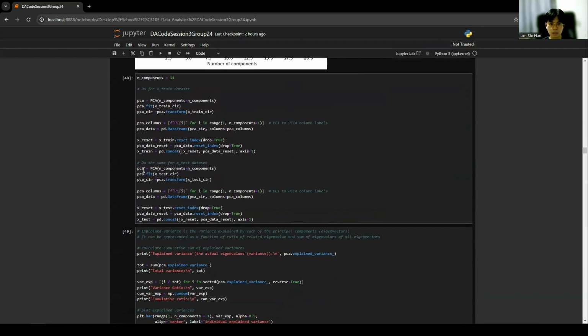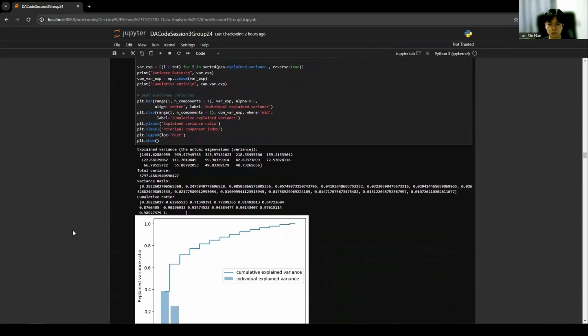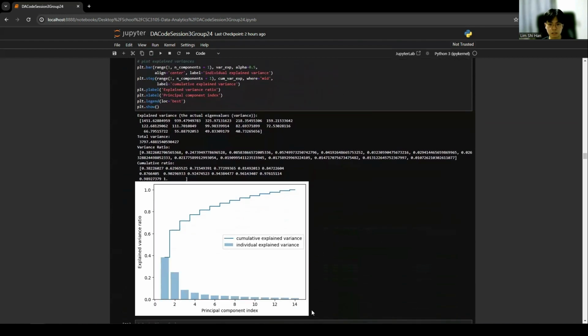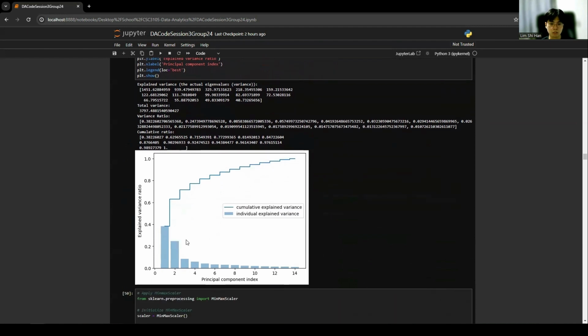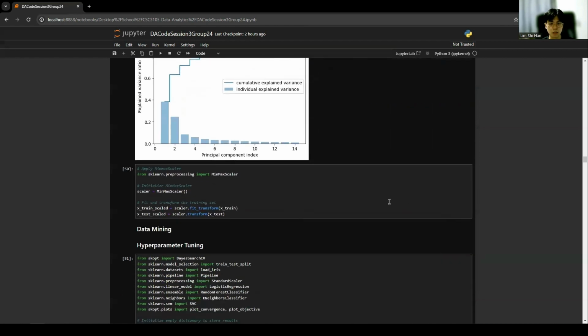Finally, we did PCA for 14 components, and we plotted out the final PCA data. As you can see, this is the cumulative explained variance, which is the information retained, and these are the individual components and how much information each component retains. So we retained all the way until 14. Moving on, we used the min-max scaler because our normalization test showed that the features were not normal, so we chose a min-max scaler instead.